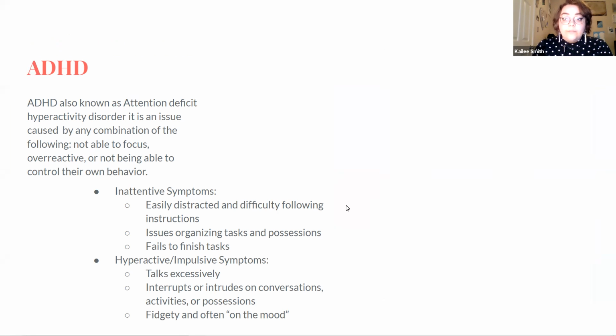ADHD is the other one of the most common ones. However, you probably only know about the hyperactive or impulsive symptoms, which are normally portrayed as talking a lot, interrupting conversations, activities, or even taking someone else's stuff. It also can be seen as them constantly fidgeting or playing with their hands. However, some of the inattentive symptoms, which are also very common, just not easily portrayed, involve the student daydreaming a lot more often, and that can lead to issues with following directions. They might have issues with organizing tasks and controlling where they put their stuff, causing a messy room, and that can lead to them failing to finish tasks overall.